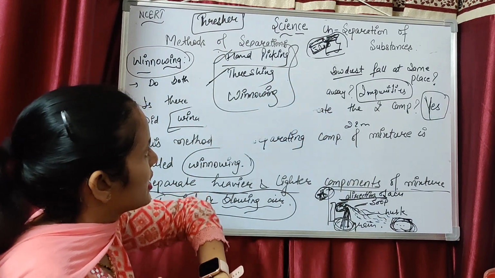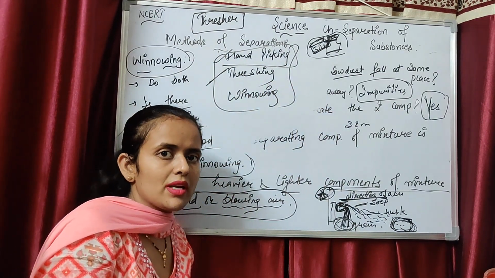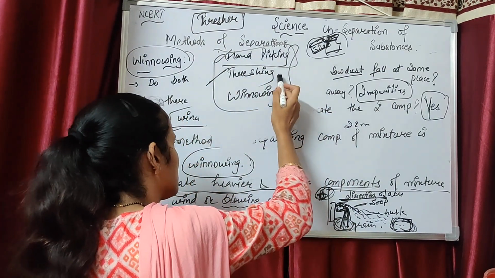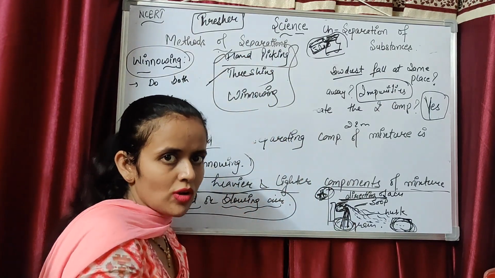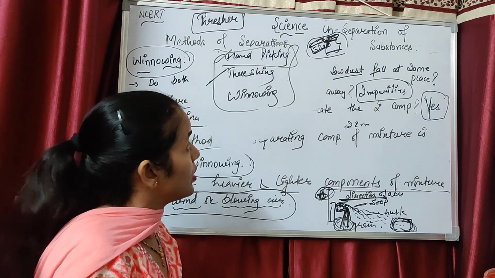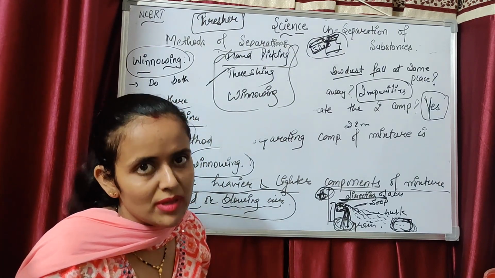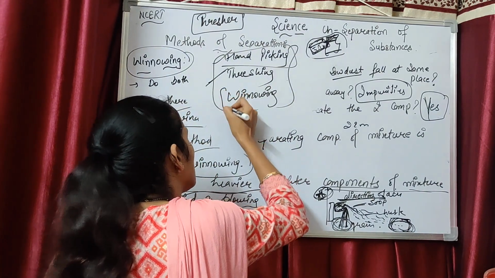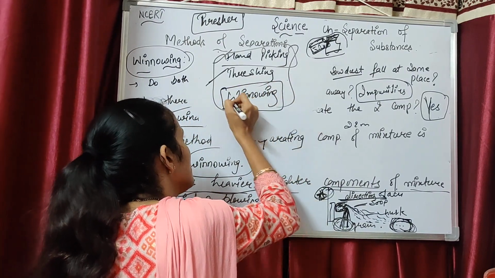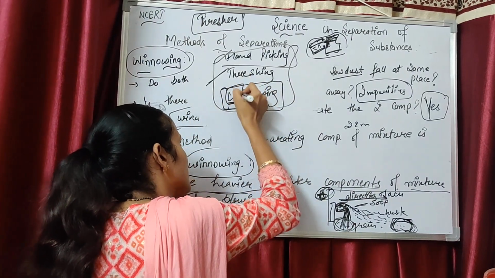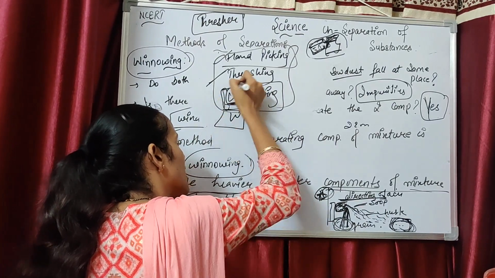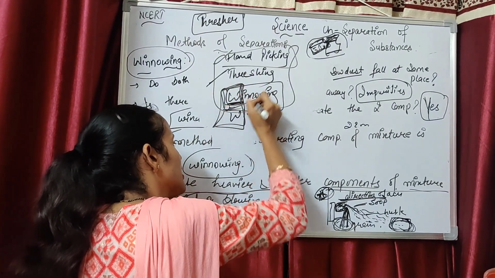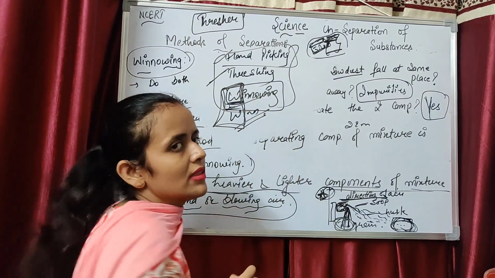particles are small in size, so we cannot use hand picking and we cannot separate the particles by using our hands. So in threshing we have to beat the stalk on a stone, or you can say by bullock, or by machines. And third is winnowing, in which wind is very important. W is the start of winnowing and W is the start of wind. So by using the letter W, winnowing, wind is very important.